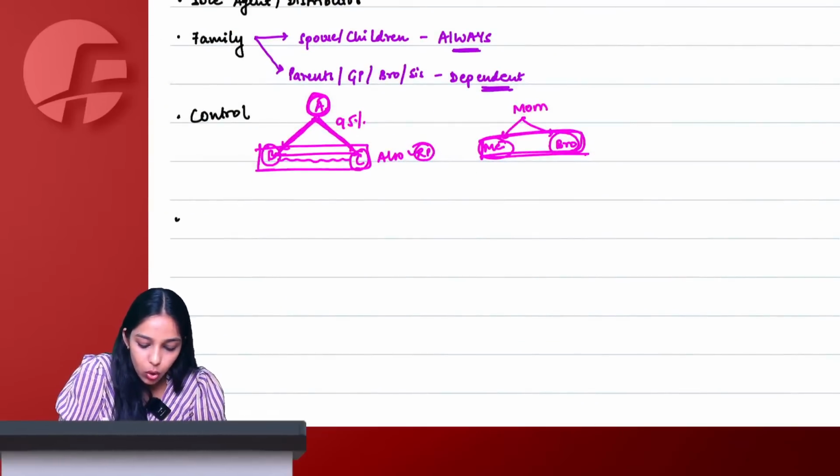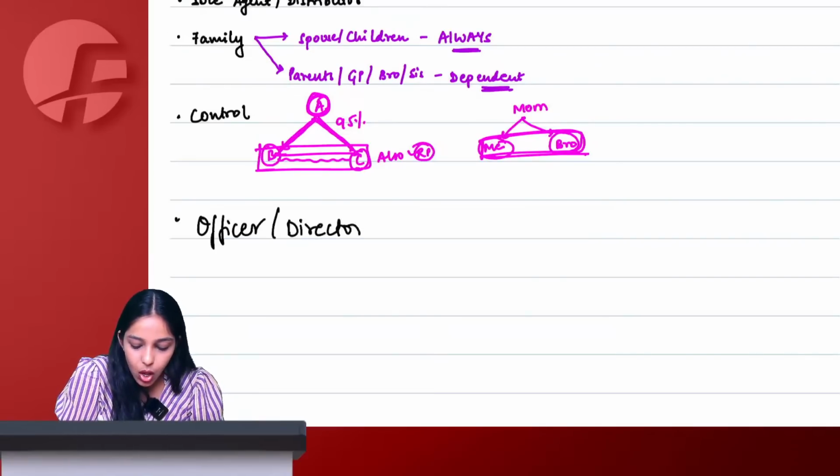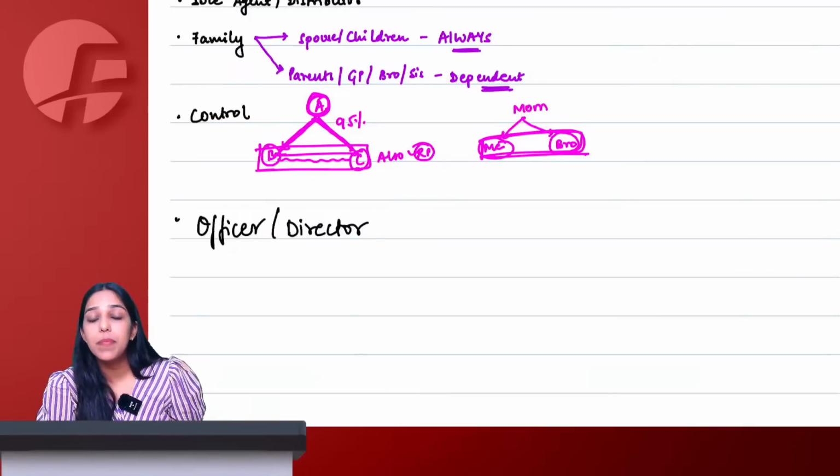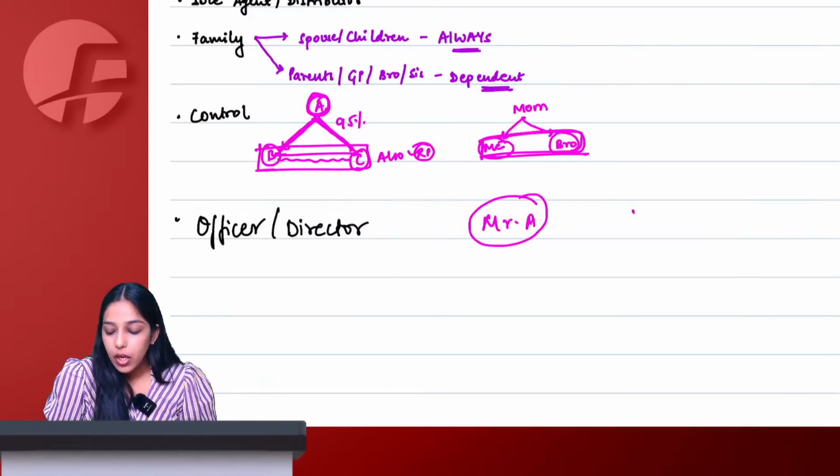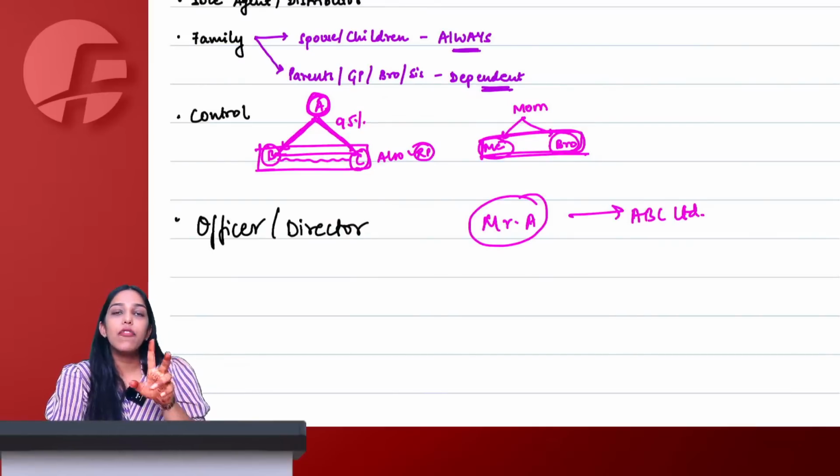Then O means officer or director in one another's business. So let us say Mr. A is a director of ABC Limited. Of course, they are related. Director is always related to the company.